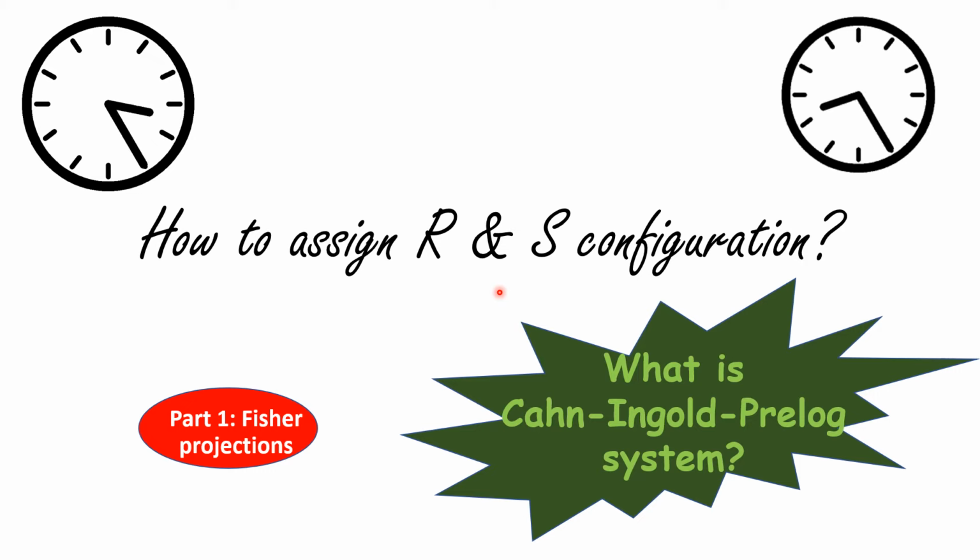So, are you ready to learn the most important topic in stereochemistry? Yes, today we are going to understand how to assign R and S configuration. We need to take help of CIP rules, that is Cahn, Ingold and Prelog rules, and later on the main decision is whether it is clockwise or anti-clockwise. In this part 1, we are going to see how to assign configuration to structures which are represented in Fischer projections.